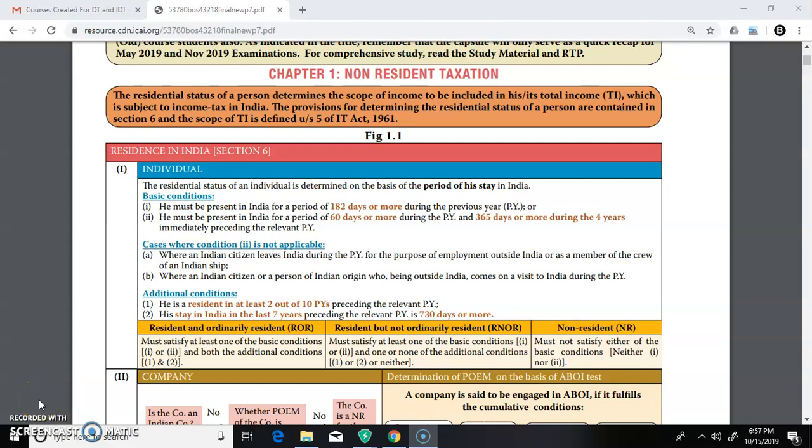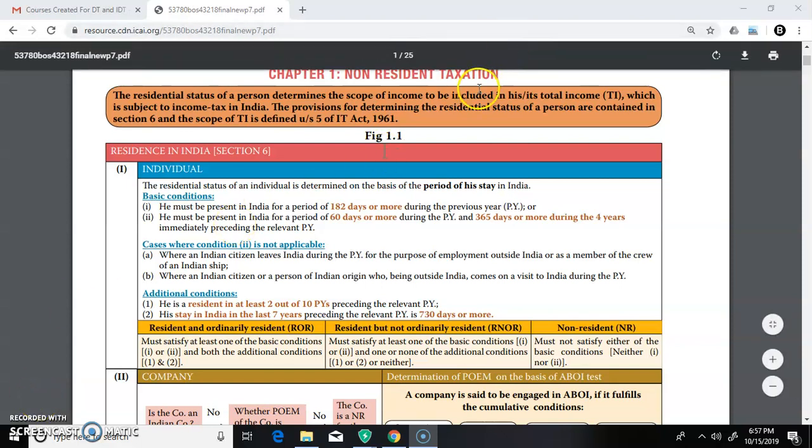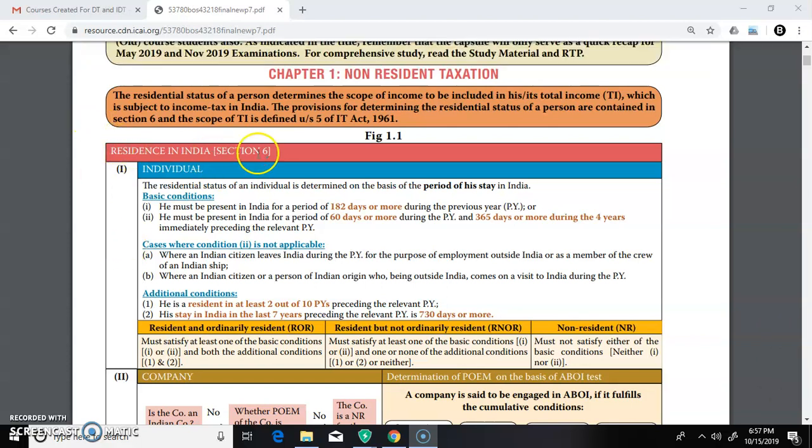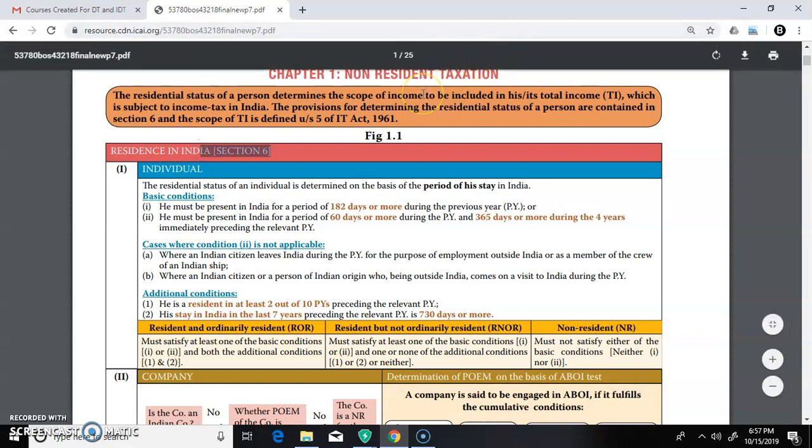Now, residents in India, Chapter 1, non-resident taxation. So, we will see the snapshot in a concise manner. Residents in India, it is Section 6. It is the basis where non-resident, resident, everything is distinguished. When a person could be called resident or when a person could be called non-resident, all these are told.